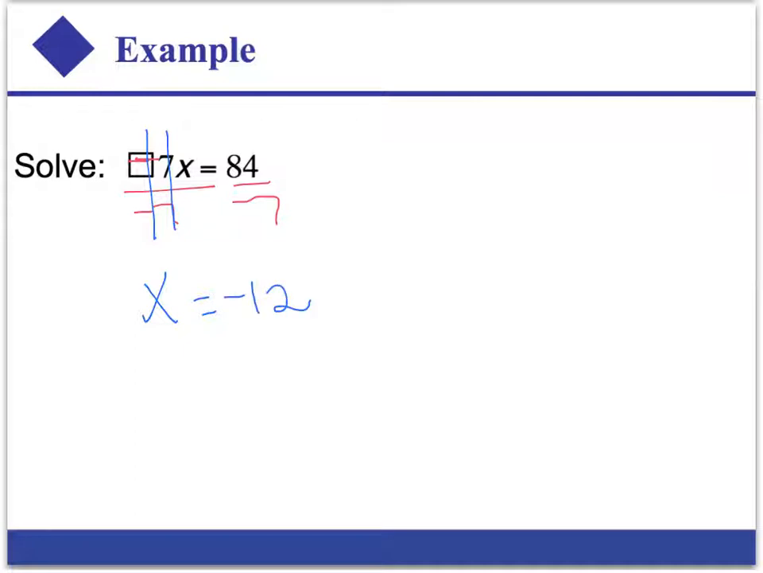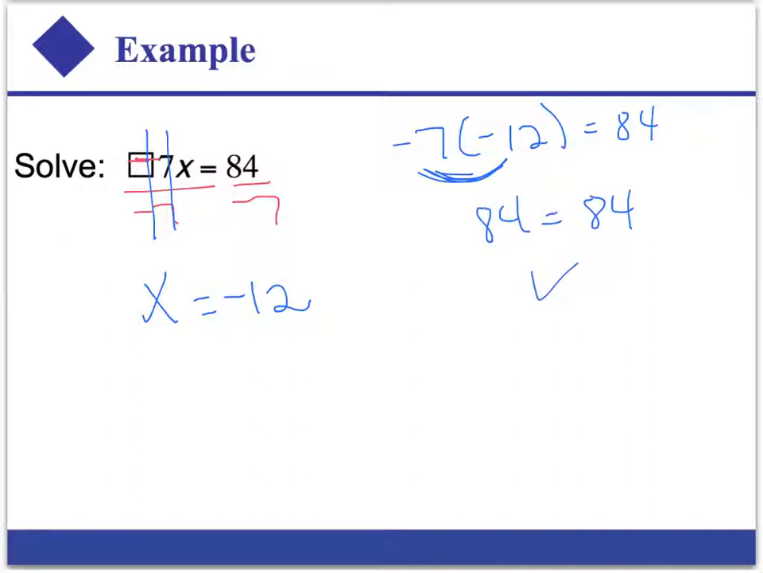So when we get ready to check our work, if we say negative 7 times negative 12 equals 84, remember, a negative times a negative gives us a positive, and then 7 times 12 is 84, so our answer checks. So negative 12 is our solution.